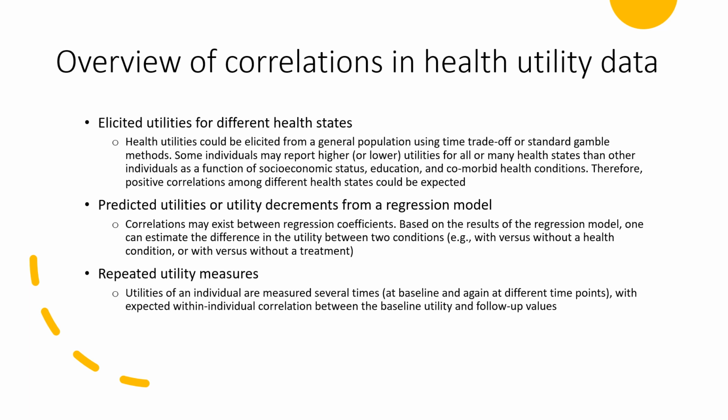Third, repeated utility measures. Researchers often use longitudinal studies with repeated measures to evaluate the impact of interventions on health-related quality of life, including health state utility. Utilities of an individual are measured several times, at baseline and again at different time points, with expected within-individual correlation between the baseline utility and follow-up values.